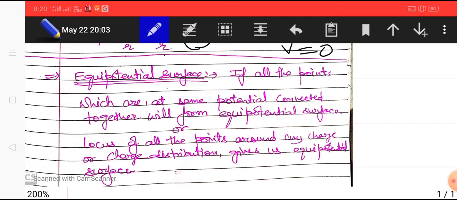And it is very interesting to note that such a drawn equipotential surface will always intersect the electric lines of force orthogonally. Orthogonally means perpendicular. These curves will always intersect each other perpendicularly. Let us have a look.